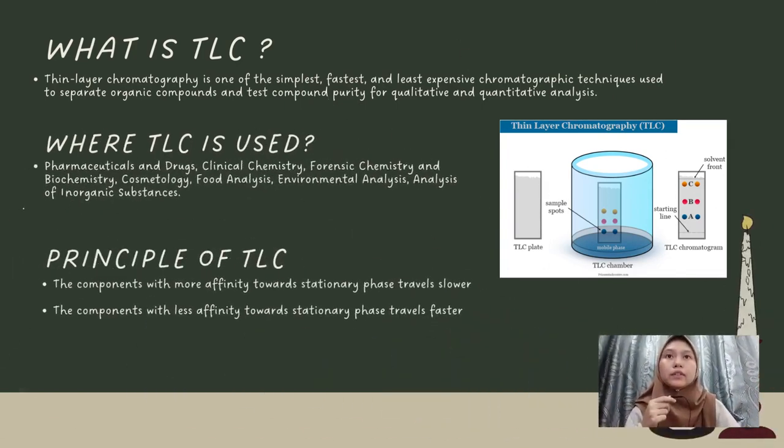Thin layer chromatography is one of the simplest, fastest, and least expensive chromatographic techniques used to separate organic compounds and test compound purity for qualitative and quantitative analysis. TLC is used in pharmaceuticals and drugs, clinical chemistry, forensic chemistry and biochemistry, cosmetology, food analysis, environmental analysis, and analysis of inorganic substances. The principle of TLC is that the component with more affinity towards the stationary phase travels slower, while the component with less affinity towards the stationary phase travels faster.